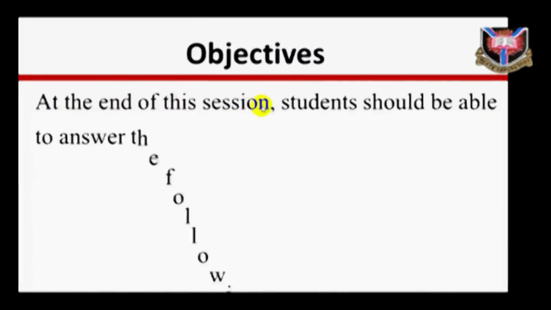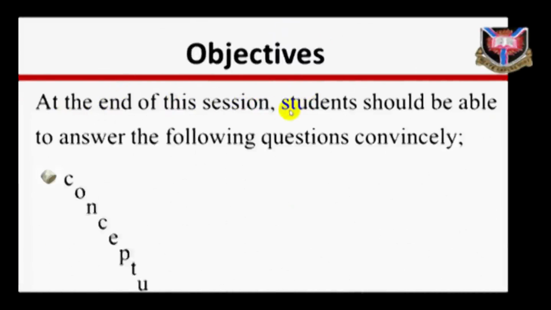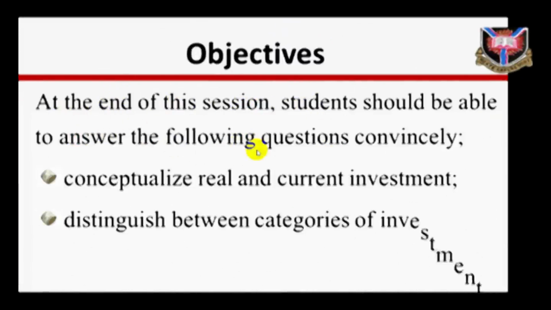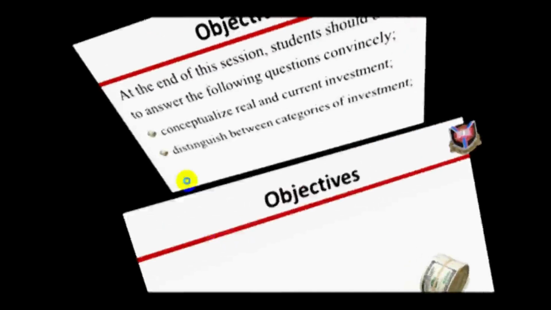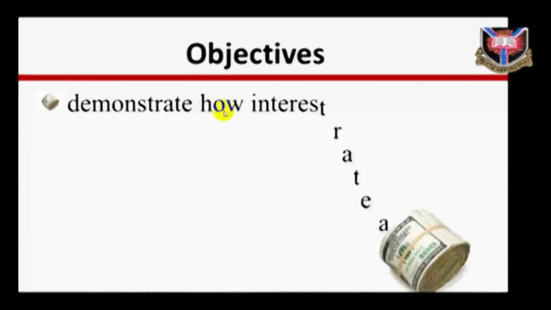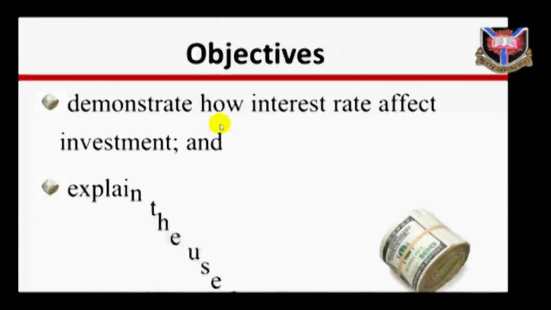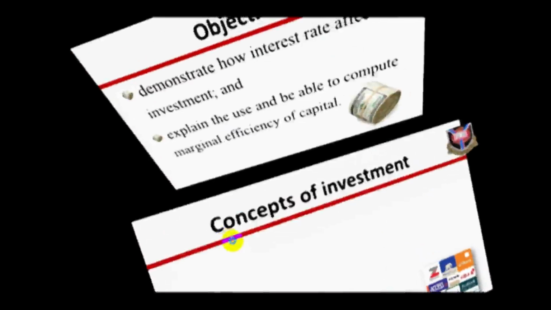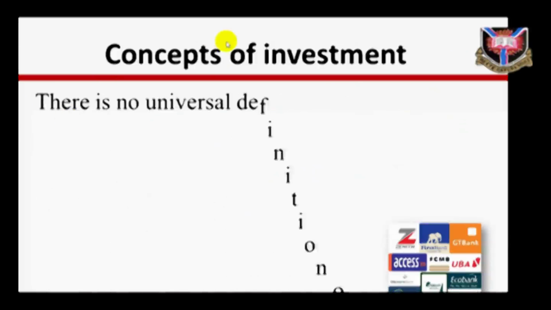Objectives. At the end of this lecture, you should be able to: 1. Conceptualize real and current investment. 2. Distinguish between categories of investment. 3. Demonstrate how interest rate affects investment. And 4. Explain the use and be able to compute marginal efficiency of capital.